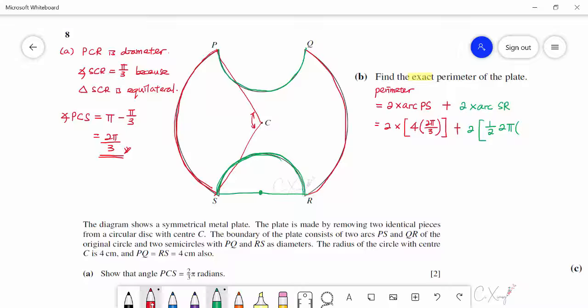whole length here is 4, which is the diameter. Therefore, the radius will be 2. So half of 2 pi r. 2 pi r will be the perimeter of a circle, and now we're having only half of the perimeter. So half of 2 pi r. So the 2 pi r here will be 2 pi times 2.